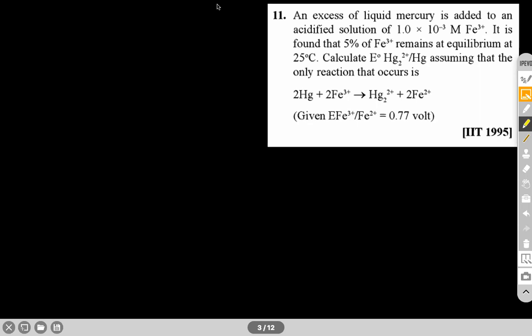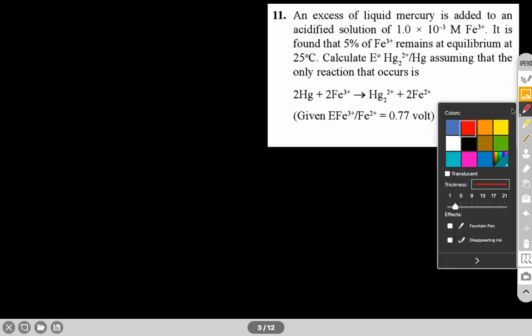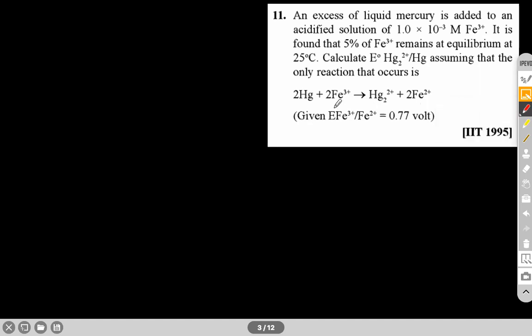Okay, so the cell reaction is given and E naught of Fe3 plus to Fe2 plus is given. So you have to use the Nernst equation here, right? This value, it should be E naught. It is just a misprint. This should be E naught.